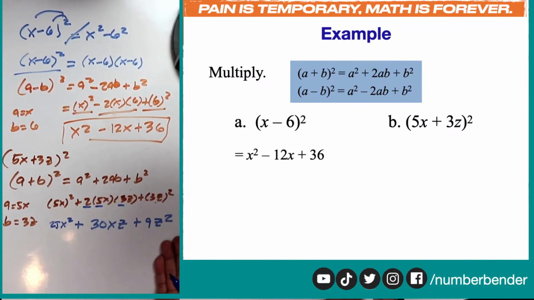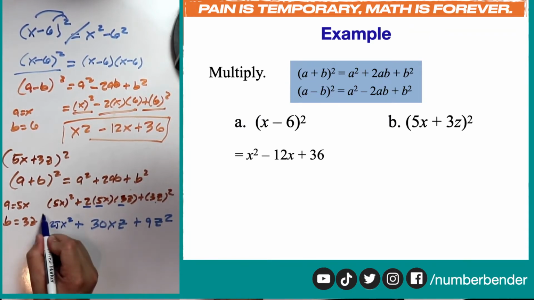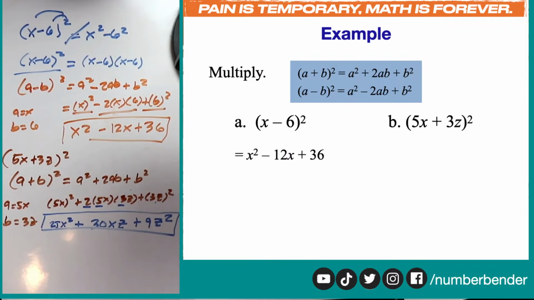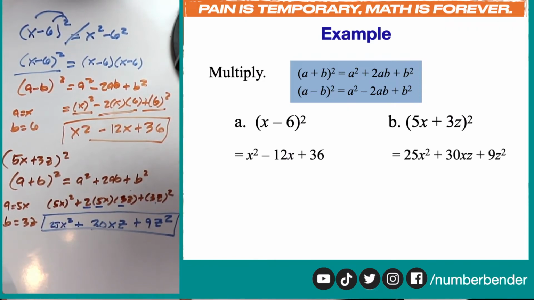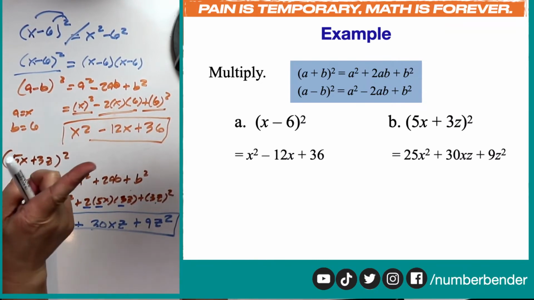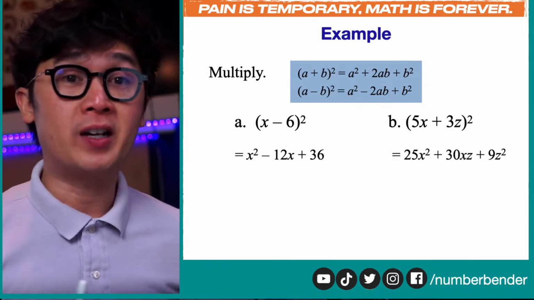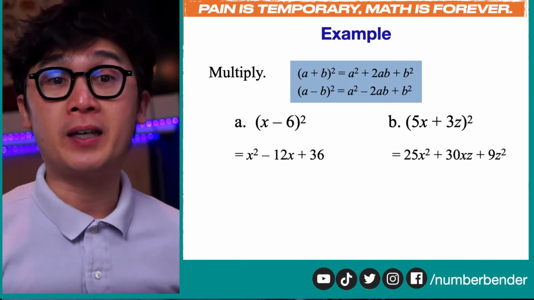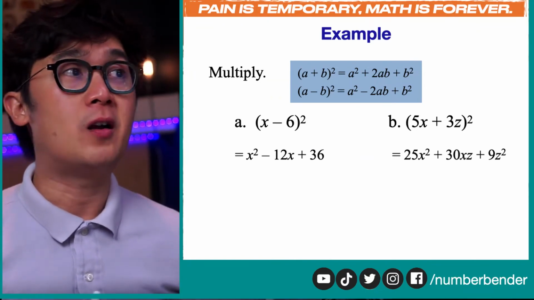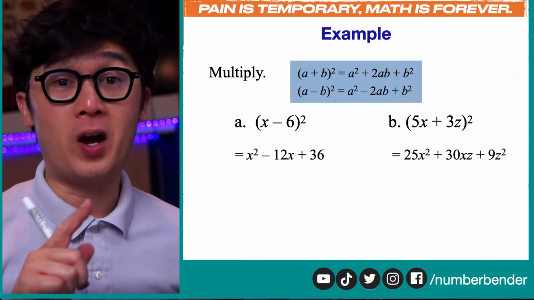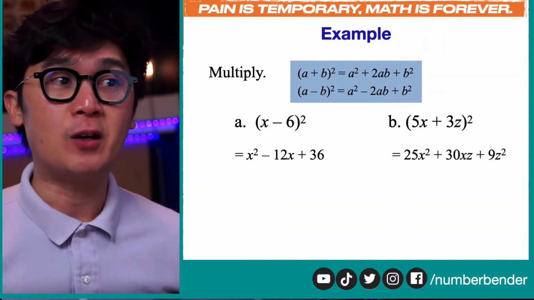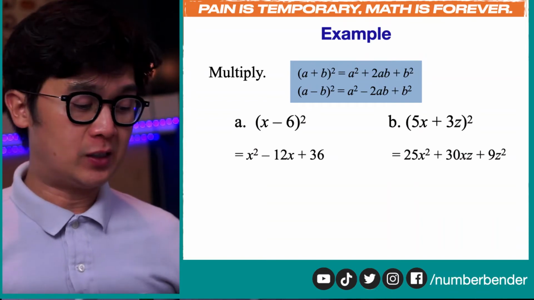And from here, there's nothing else to combine because all of them are unique terms, not like terms. So this will be the final answer, or final product, for the quantity 5x plus 3z squared, which is the same answer as what we have on the screen. And we're able to perform the special product formula for these examples because they're both binomial squares. One is a minus b quantity squared and one is a plus b quantity squared.